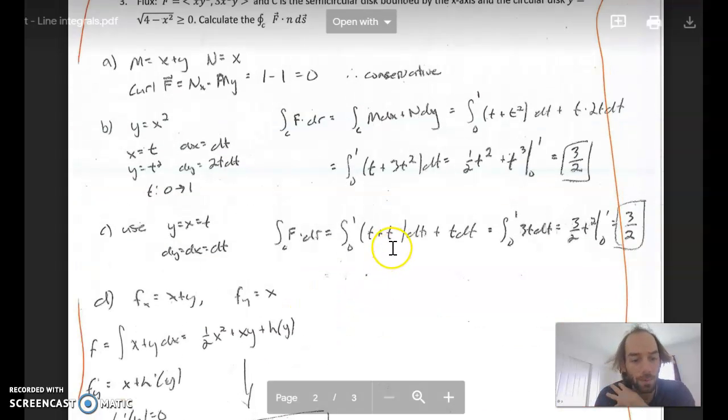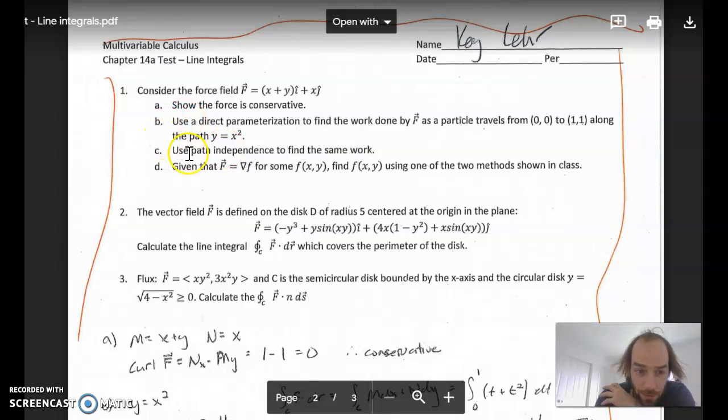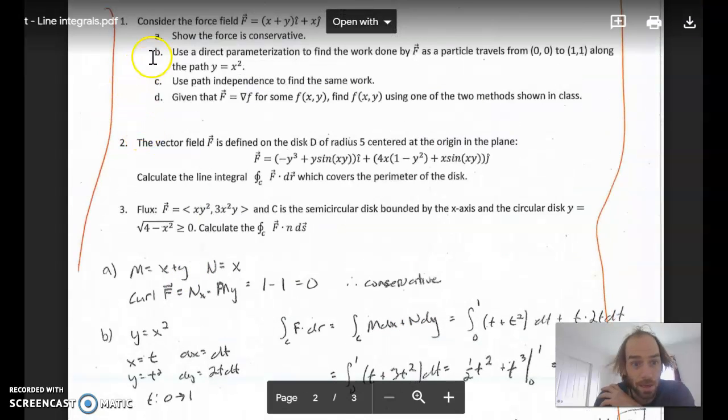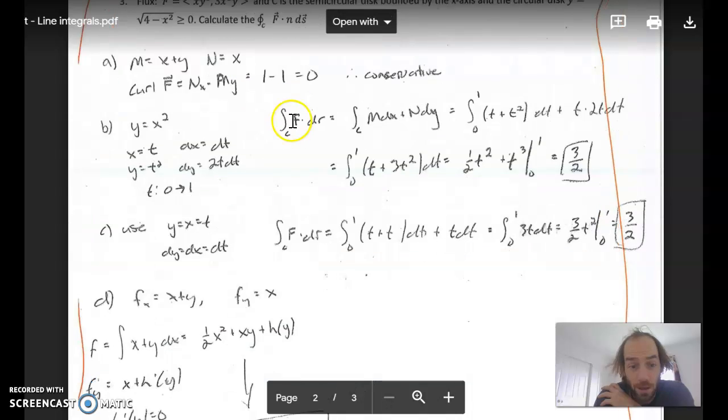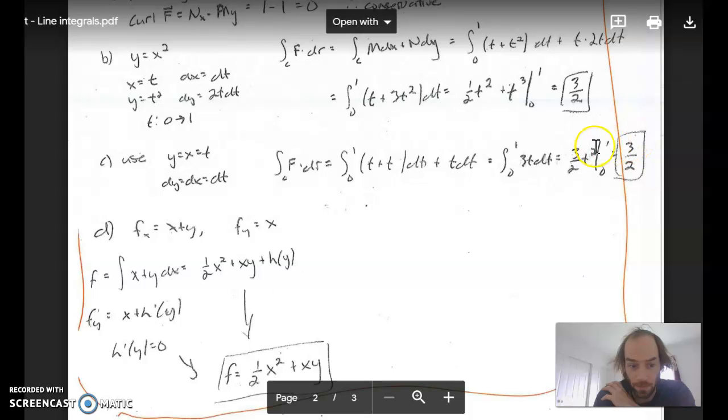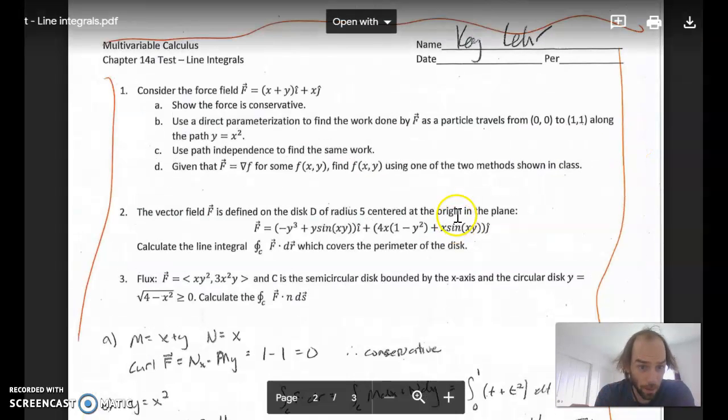What I said a moment ago about FTC for line integrals is I could ask you to find the same thing. You could get what did we get, 3/2? I could ask you to find that same 3/2 in part D by using FTC for line integrals. What I would do is evaluate this at 1, 1, and evaluate this at 0, 0, and subtract them. You should see that this evaluated at 0, 0 is going to give me 0. If I evaluate this at 1, 1, I get 1/2 times 1 plus 1 is 3/2. So that 3/2 is the same 3/2 that we found here. Okay, cool. That was number 1.